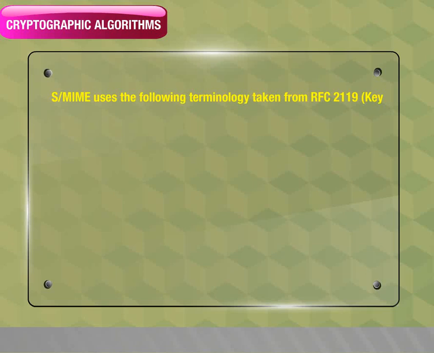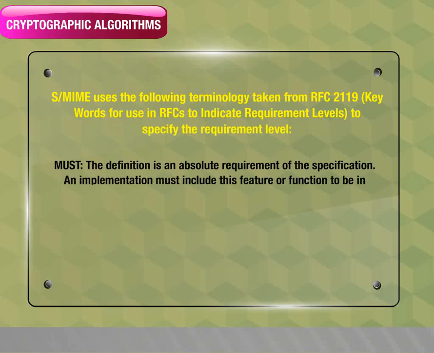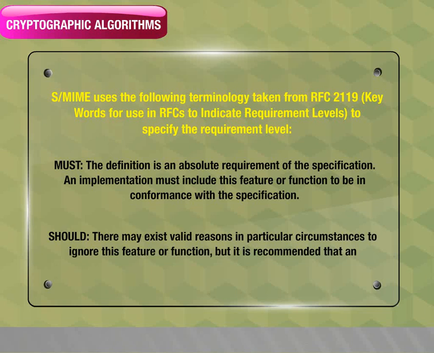S/MIME uses the following terminology taken from RFC 2119, that is, keywords for use in RFCs to indicate requirement levels, to specify the requirement level. Must. The definition is an absolute requirement of the specification, and an implementation must include this feature or function to be in conformance with the specification. Should. There may exist valid reasons in particular circumstances to ignore this feature or function, but it is recommended that an implementation include the feature or function.